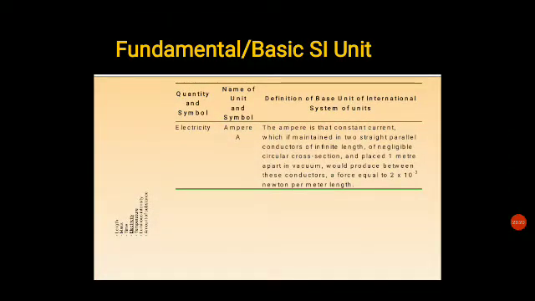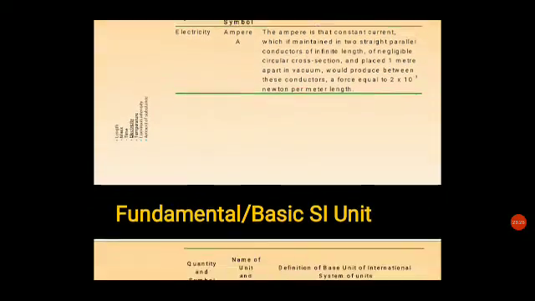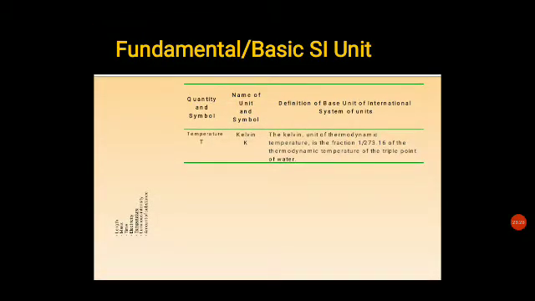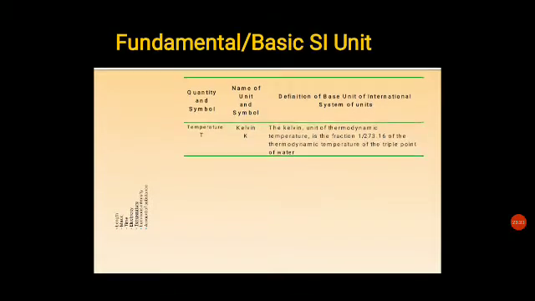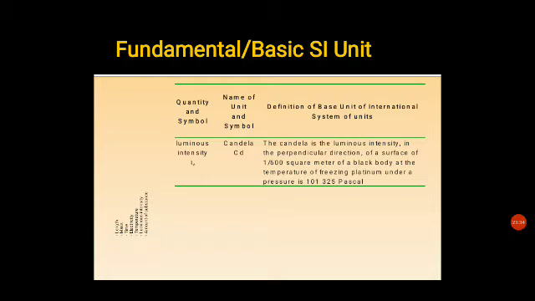Next, we have the electric current in terms of the ampere. Then for temperature, we have the kelvin, the absolute temperature scale, with absolute zero. Then luminous intensity. The unit is the candela, which is how strong the source of light is, something like that.